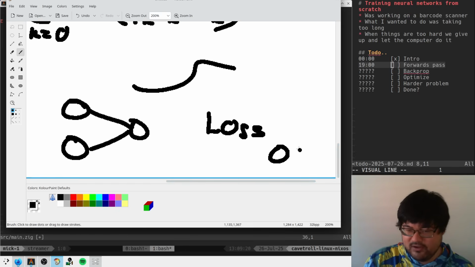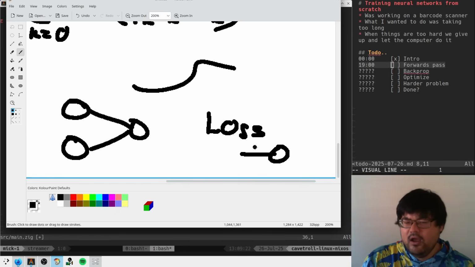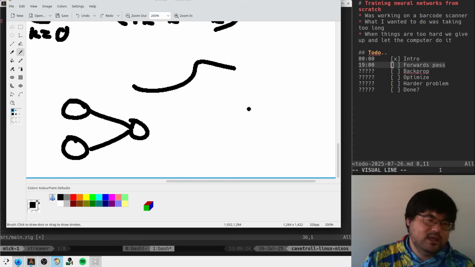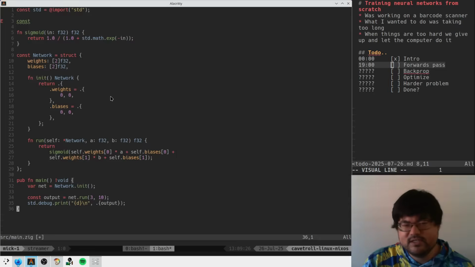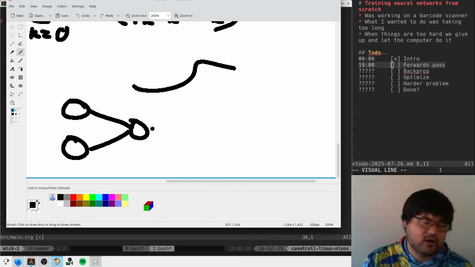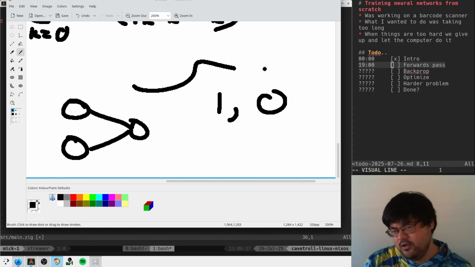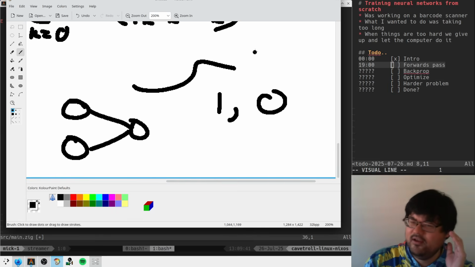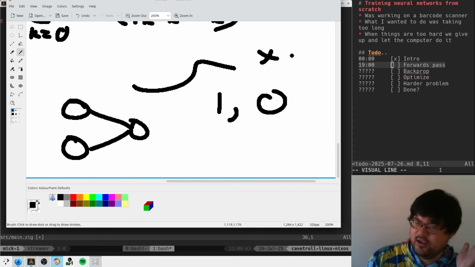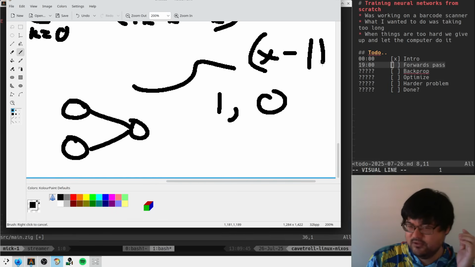So going backwards, the loss in this scenario, we're kind of lucky, is just how far off we were from the right answer. Was the correct answer 1 or 0? And we can probably just take what we got, x, subtract it from this, and then take the absolute value.